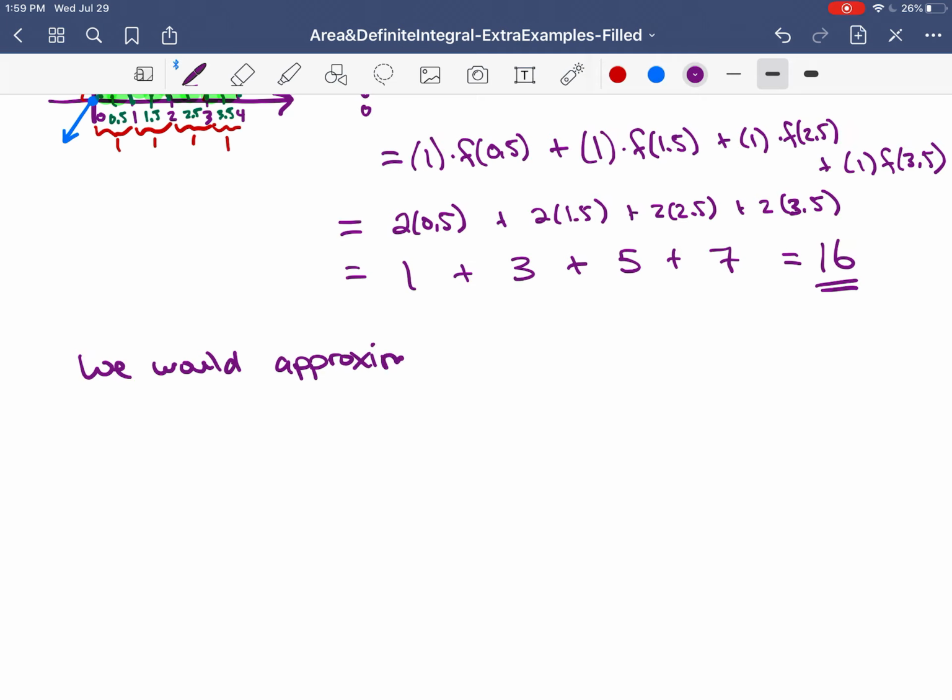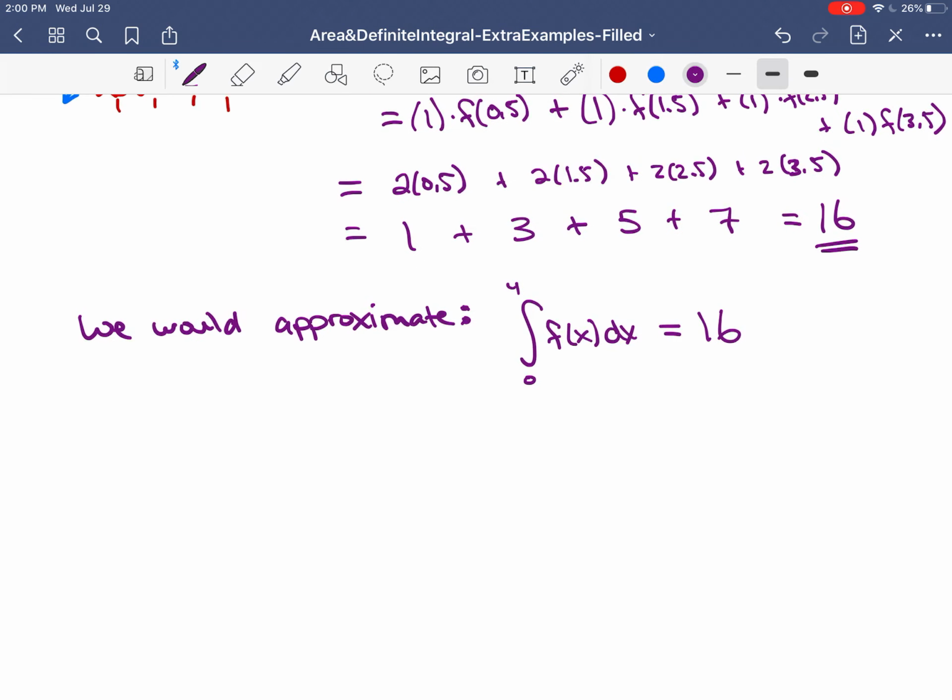Now this one was all positive, so the function was always positive. If you had a function that was ever below the x-axis, you don't care, because we're talking about the definite integral. We don't care where the areas are negative, we just count them as negative. So we would approximate our definite integral as 16.